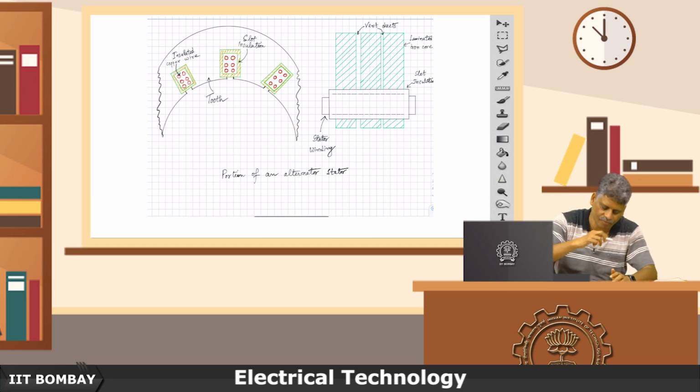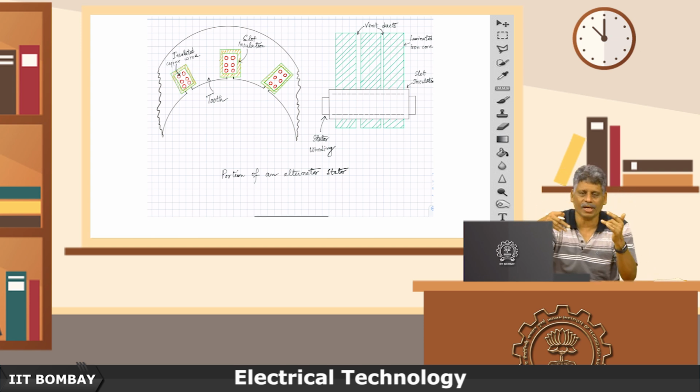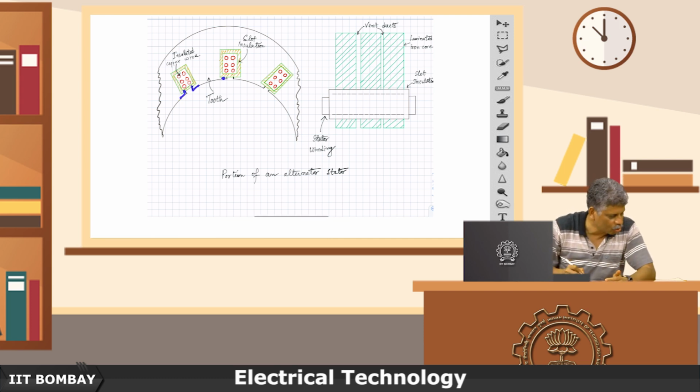So, more air means the flux lines will reduce there. Therefore, it is semi enclosed rather than a fully open construction like this.